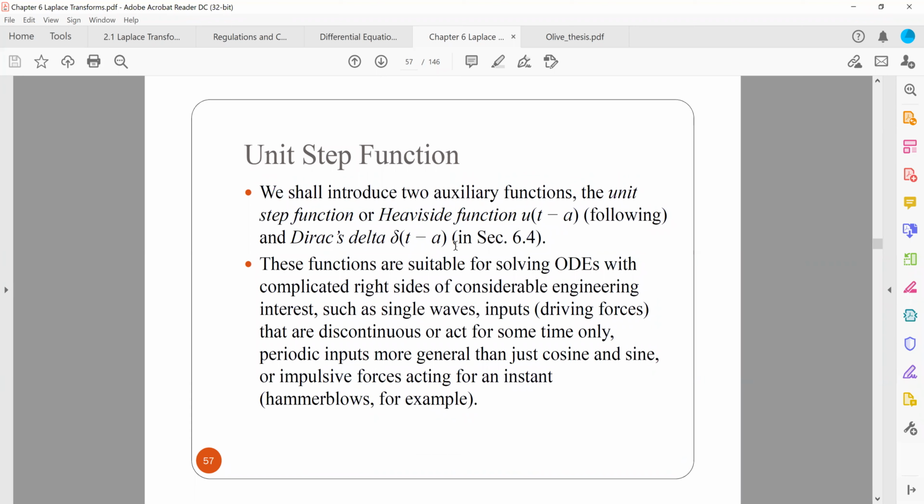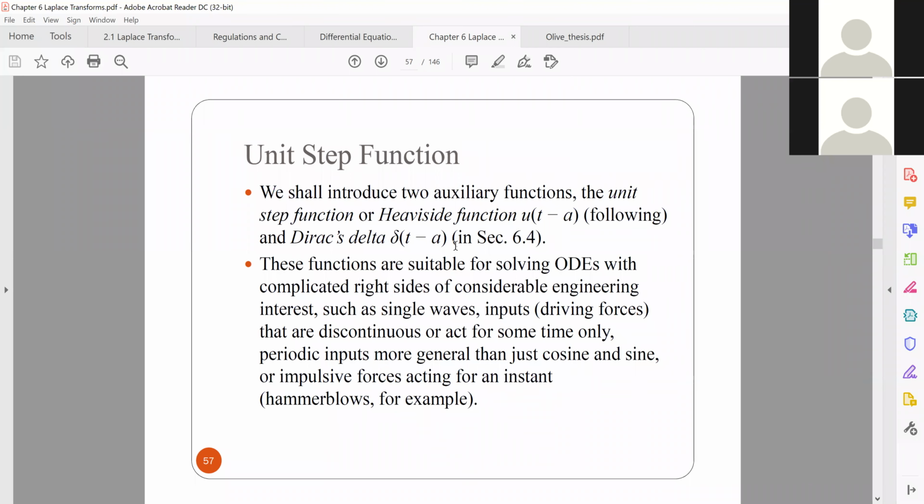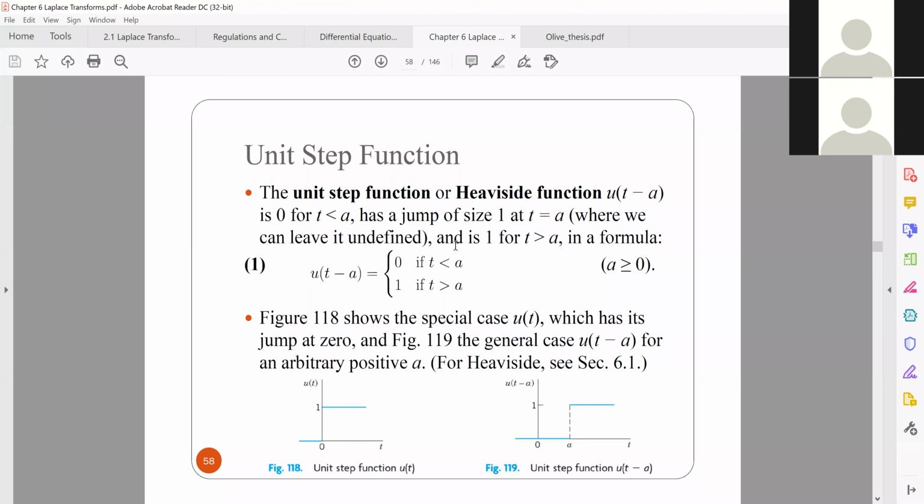I don't know the applications, but just so you know, there are so many applications of these functions. So also discontinuous. You could have a sine wave and apply it for, say, one period. The way we model that is we use these Heaviside functions, and we will see some examples shortly. Diagrammatically, this is what it looks like.